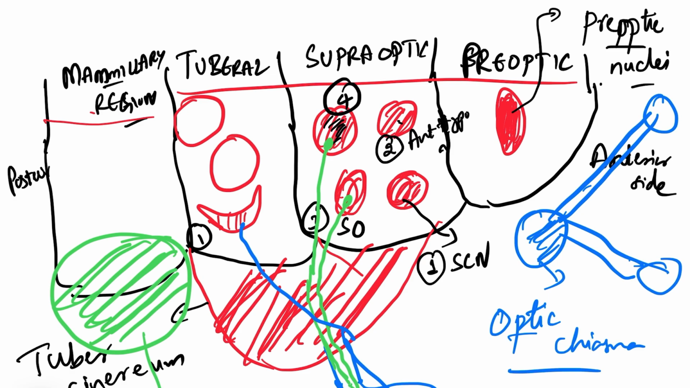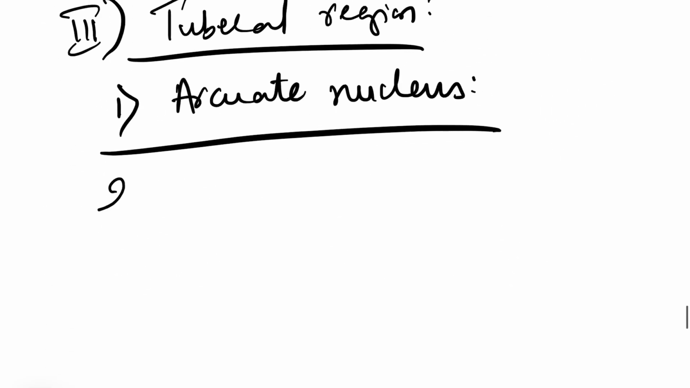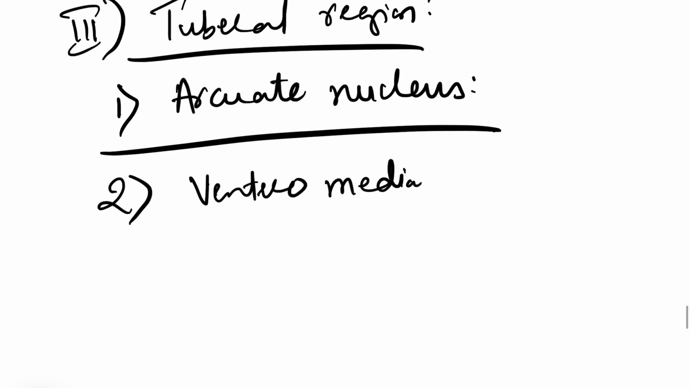One is the dorsomedial nucleus and the other the ventromedial nucleus. This ventromedial nucleus is also known as the satiety center.